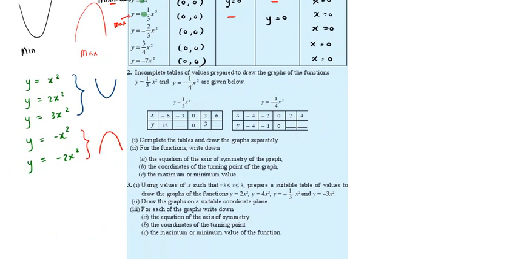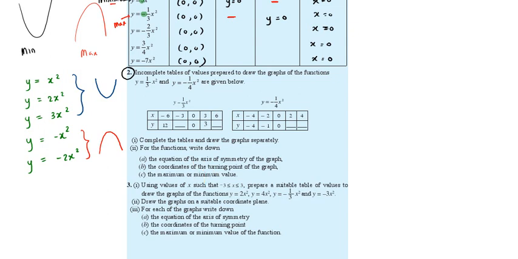Okay, I think that would be enough. I think you can also do this question. You can draw the graphs. Maybe you can try question number 2 and send me the answers. It is an incomplete table. You have to complete the table and draw the graph separately for the functions, and give the axis of symmetry, coordinates of turning point, and maximum or minimum value. You can do that.